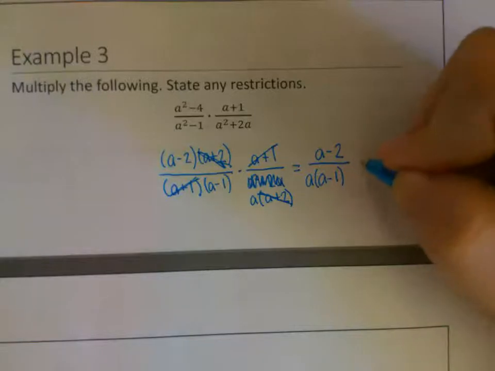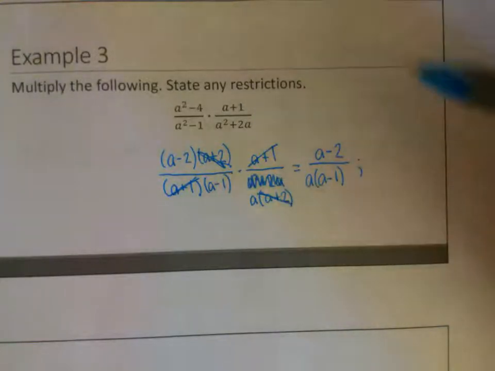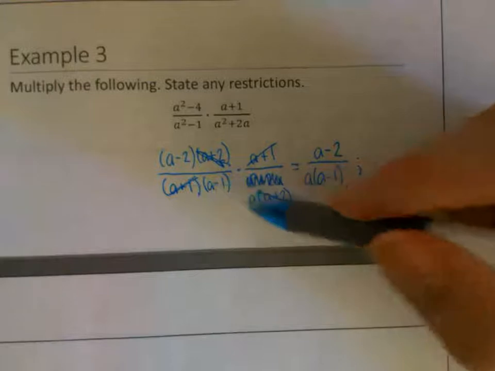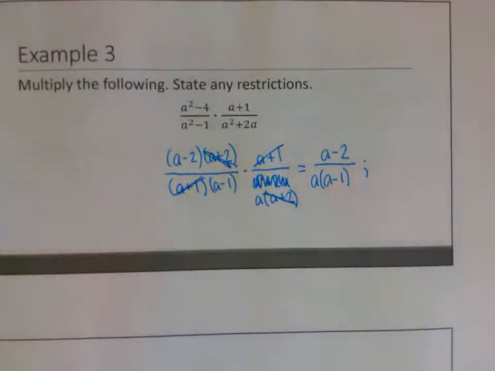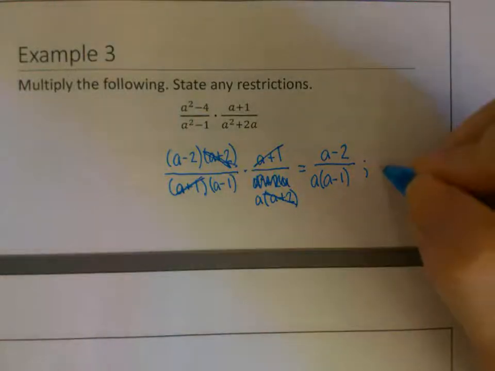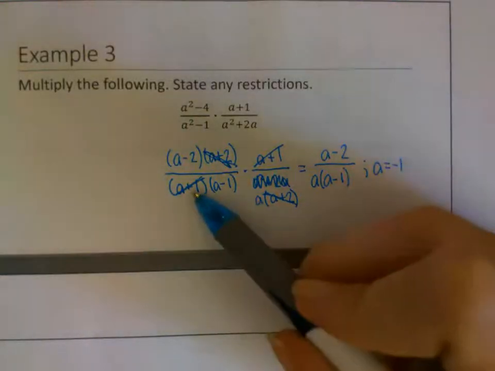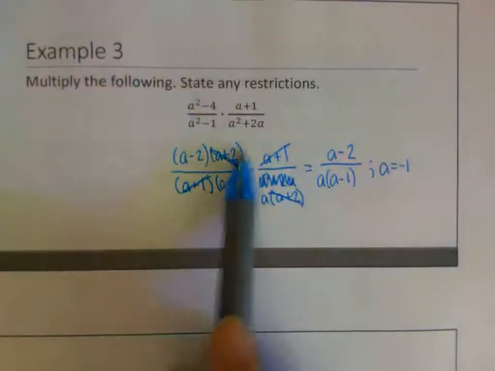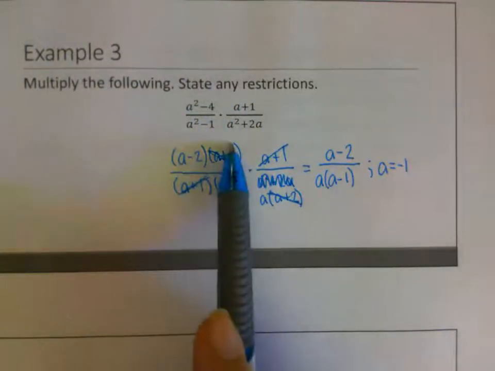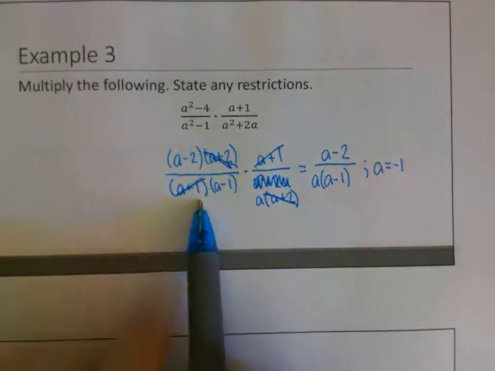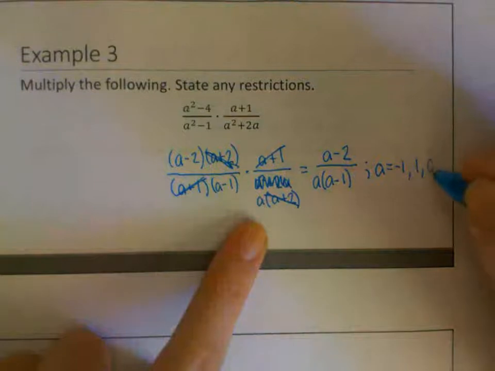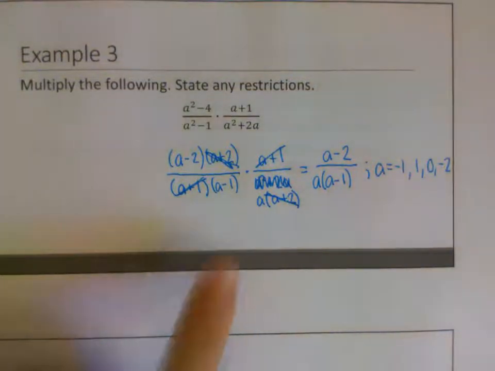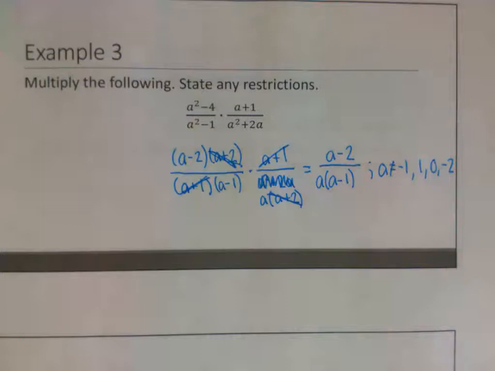But I still need to state my restrictions. So looking at the denominator, I'm going to look at all of the pieces of the denominator. So going back to the factored form of each one, even though these canceled out, I should still state these restrictions. For example, if I have a equals -1, even though this factor canceled out, if I were to go back to the original problem and plug in -1, it would still give me something over 0. So I'd have -1, +1, 0, and -2. Those would be my restrictions, so that a cannot equal those values.